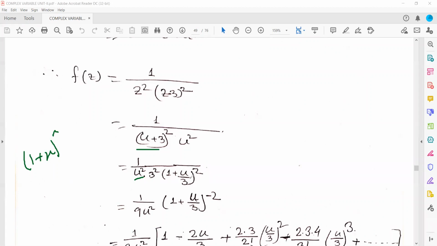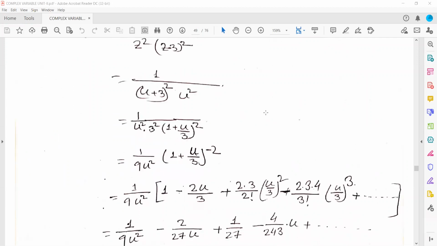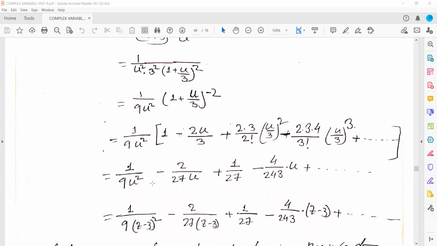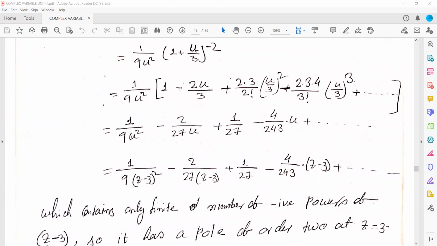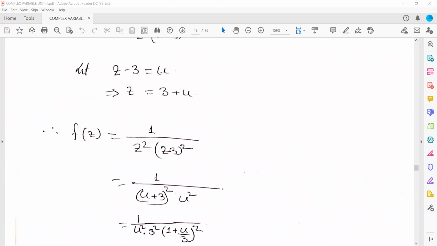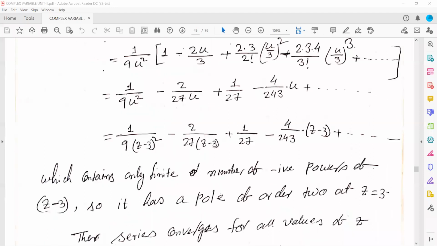Now this 1 plus u by 3 whole square, bring it to the numerator. So it will be power minus 2. By the binomial theorem, 1 plus x whole to the power n or minus n, you know how to expand it. So the expansion is done here. Then after that, 1 by 9 u square is already outside, so you multiply the whole expression by 1 upon 9 u square, and you'll get this. And then at last, in place of u, you put z minus 3, what you have considered.